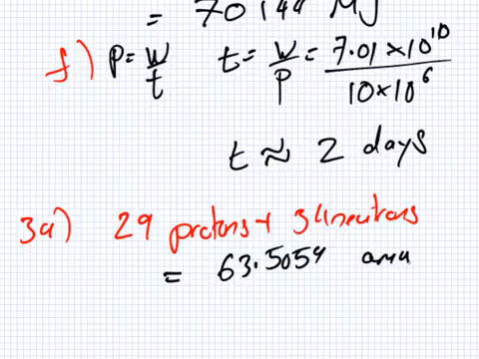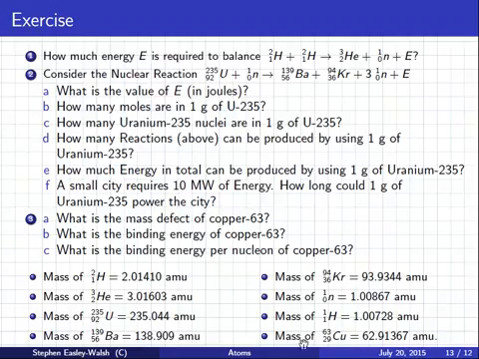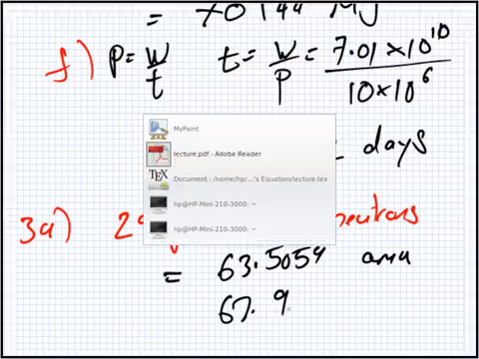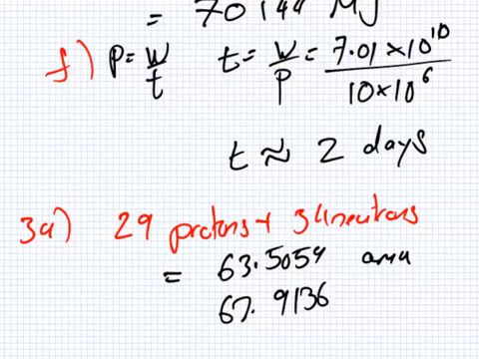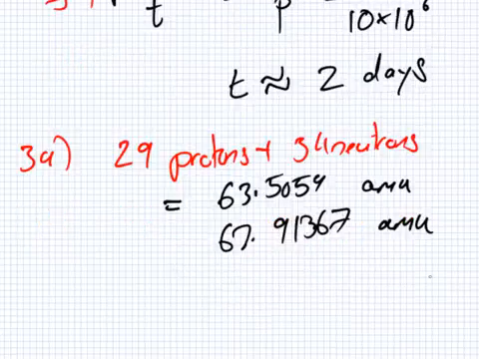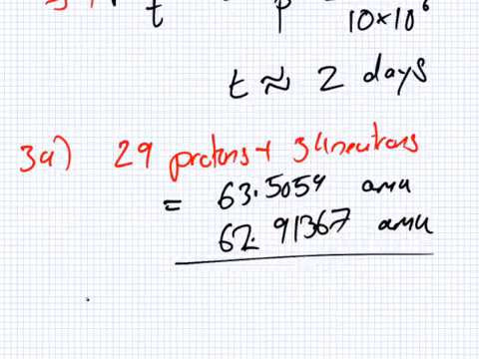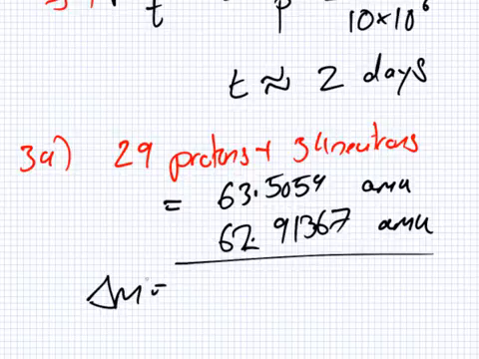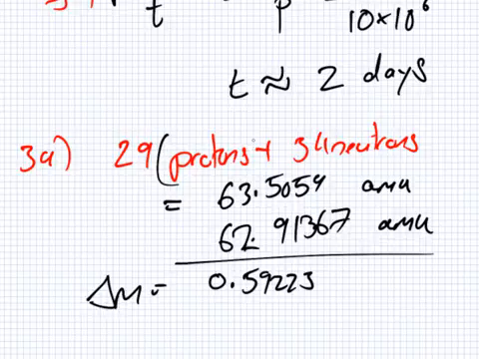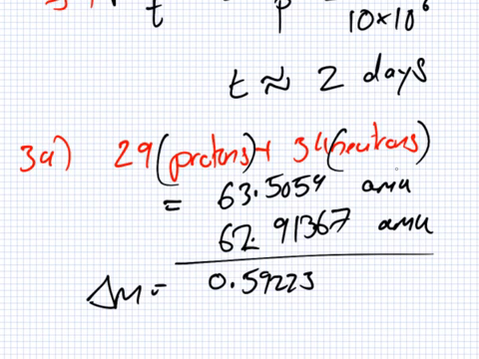63.5059 AMU. But the actual mass of copper is 62.91367 AMU. So the difference is the mass defect. Someone got 62.5. It is 29 times the mass of a proton plus 34 times the mass of a neutron. That's what the mass of copper 63 should be.